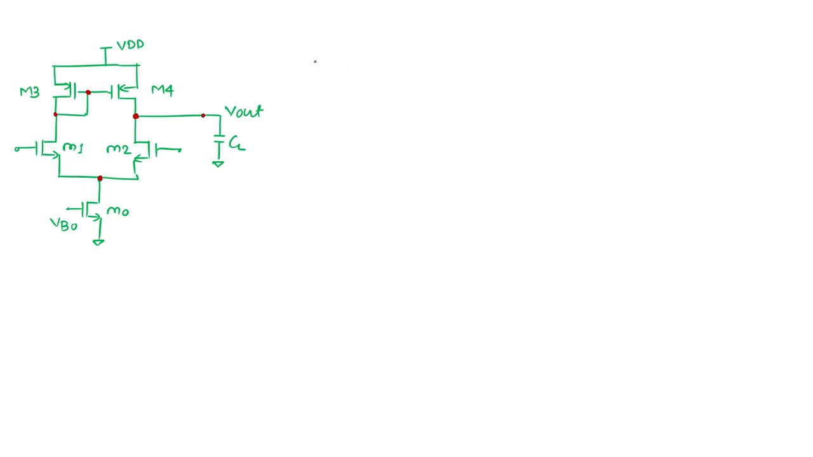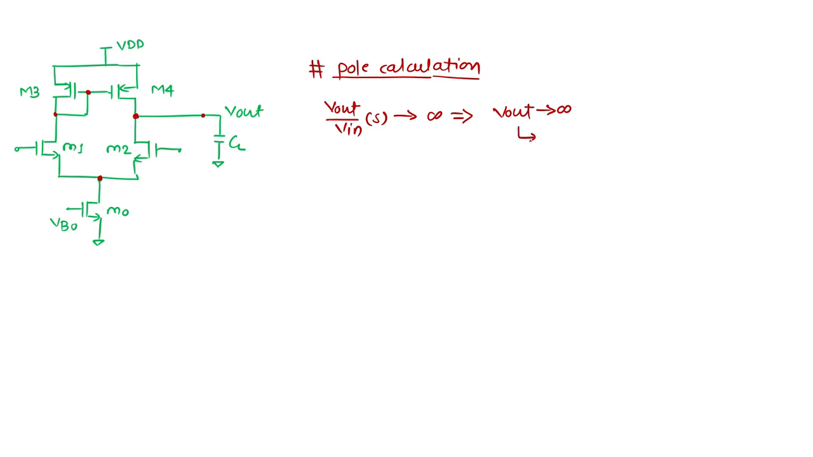We'll first see the pole calculation for this structure. Pole calculation. So first of all we should understand what is the definition of pole. The transfer function should be infinite, or I will say V out should be infinite. Okay, so V out infinite, we have seen another way. If I am making R out or Z out to be infinite, then I can have the V out to be infinite by considering some finite I out.